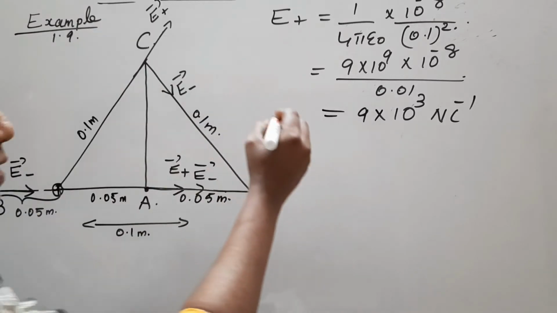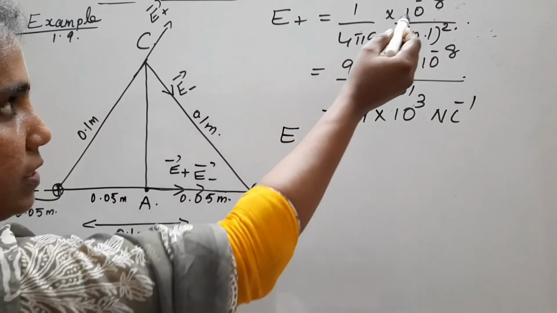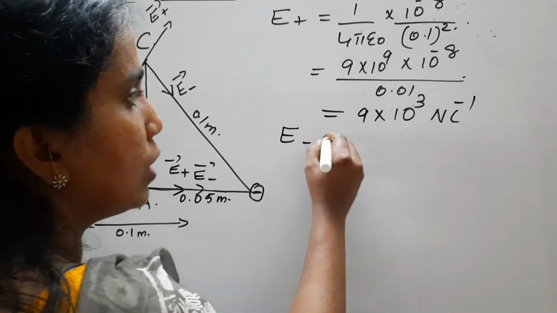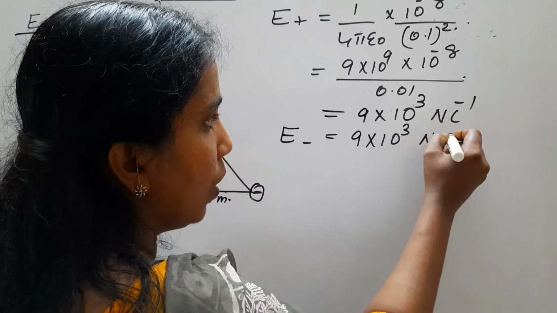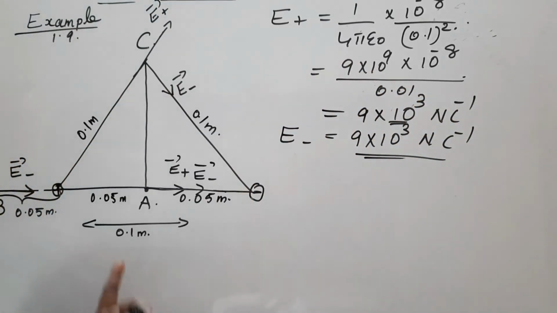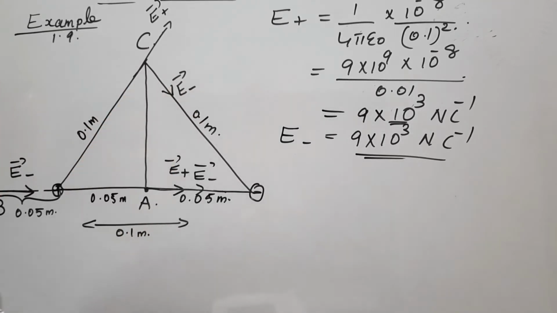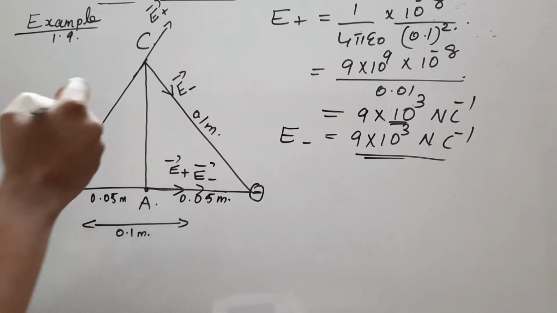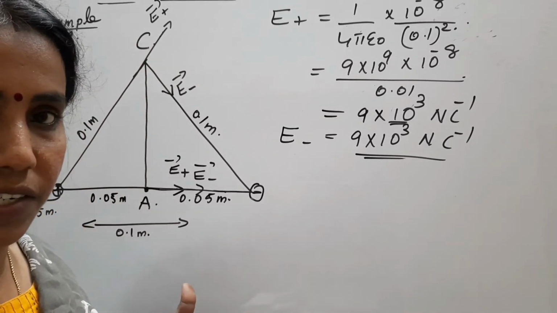Now E minus, what about E minus? E minus also will be same because the same charge and same distance. So E minus also will be the same, 9 into 10 raised to 3 Newton per Coulomb. So both are same. Now they are not in the same direction or in opposite direction. They are making an angle like this. We don't know what it is. So it's not so easy to apply parallelogram law of vector addition here.